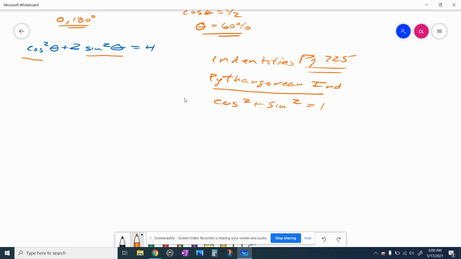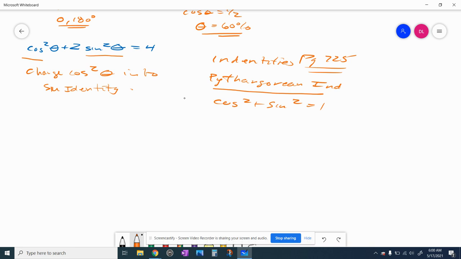When we look at these, I can't factor anything out of this. It just doesn't work. So I'm going to use this identity to change one of these. I don't care which one you decide to change; the answer is all going to be the same. So I'm going to take cosine squared theta and change it into a sine identity.